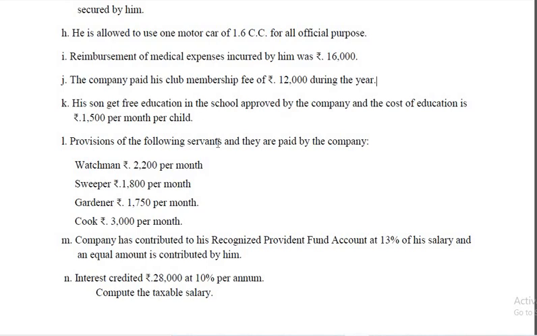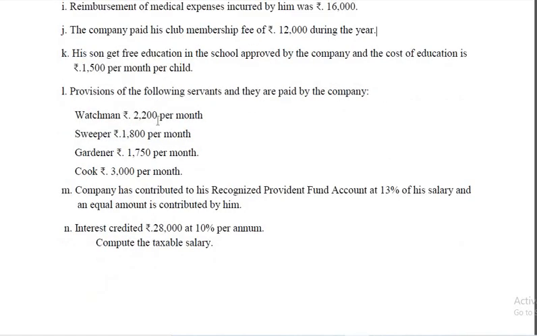Provision of the following servants, and they are paid by the company. Watchman rupees 2,200 per month, so it is taxable, into 12. Sweeper, taxable, 1,800 per month into 12. Gardener 1,750 into 12. Cook 3,000 into 12.